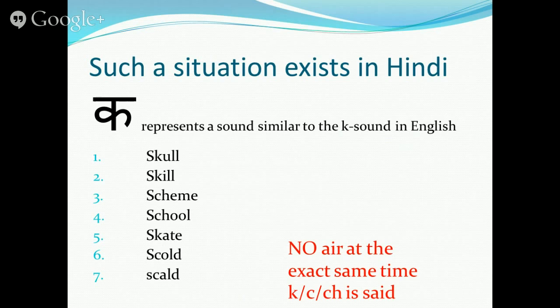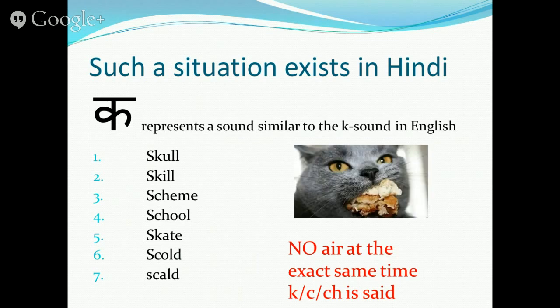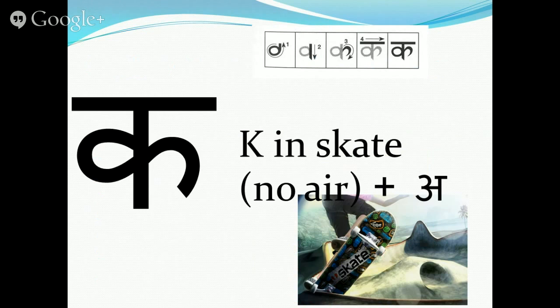Whereas the second sound, this ka, is similar to the sound in English skull, skill, scheme, school, skate, scold, scald, meaning no air. No air should be felt on the hand when saying those K and C sounds. No air. Can't get out. You blocked it all in. So that's this letter. It's the K in skate. No air should be felt on the hand. Plus a.